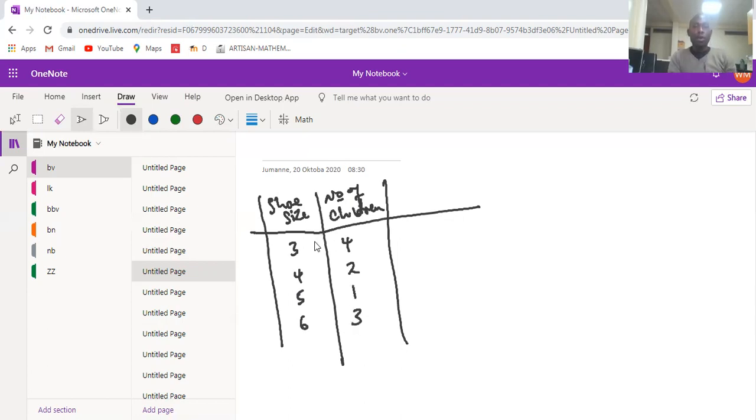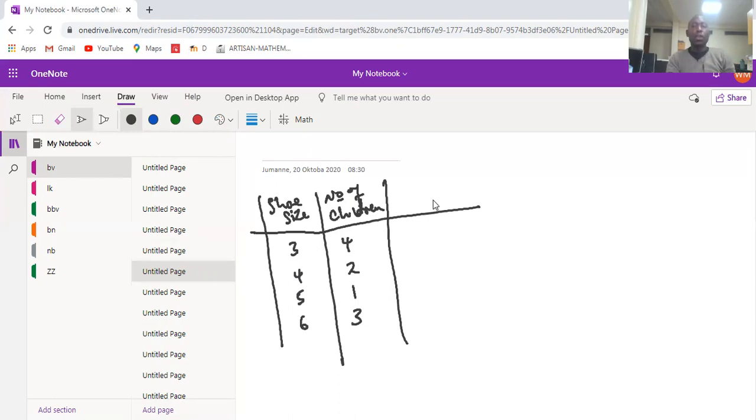So I think you can interpret that those who are wearing shoe number 3, there are 4 children. Those who are wearing shoe number 4, there are 2 children. Number 5, there is 1, and 6, there are 3. Now you are told, can you compute the standard deviation?